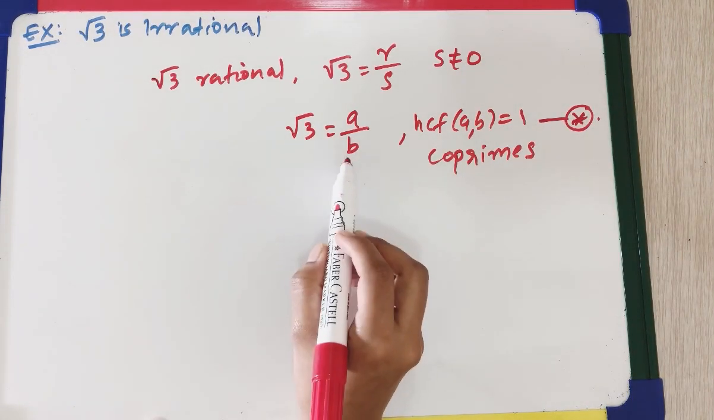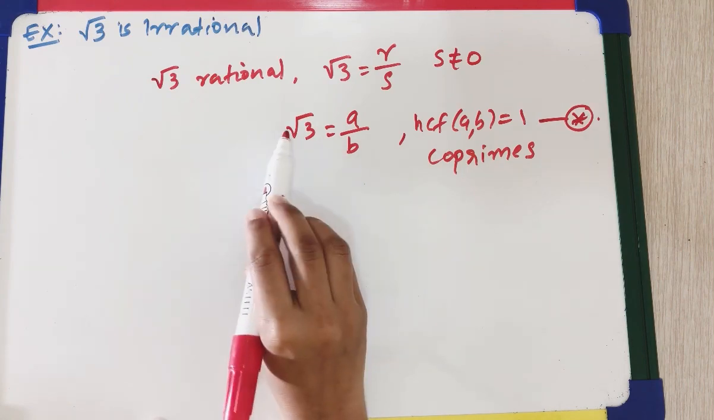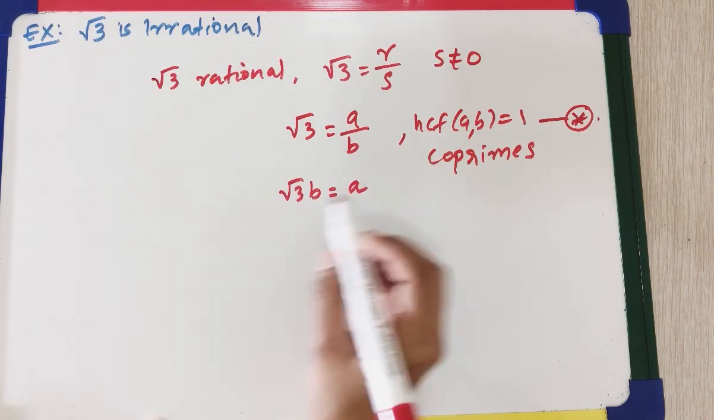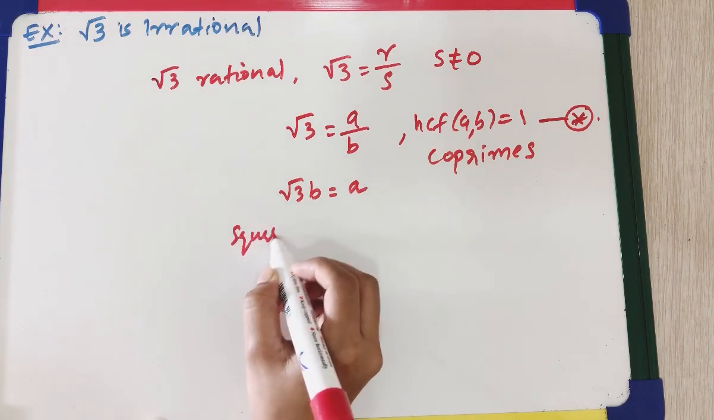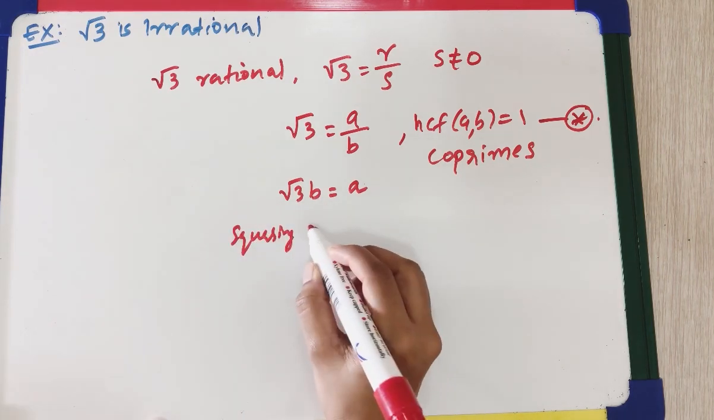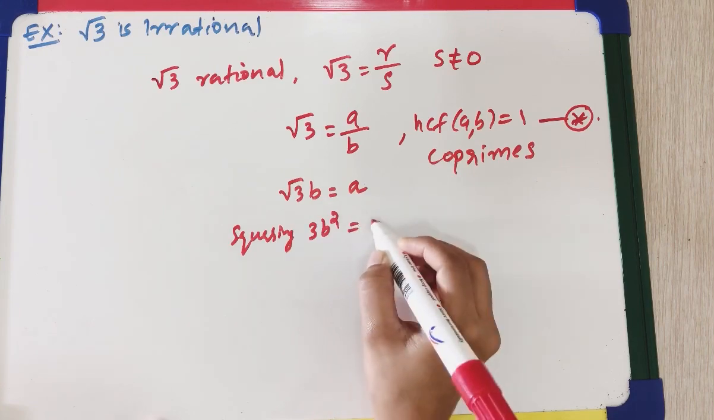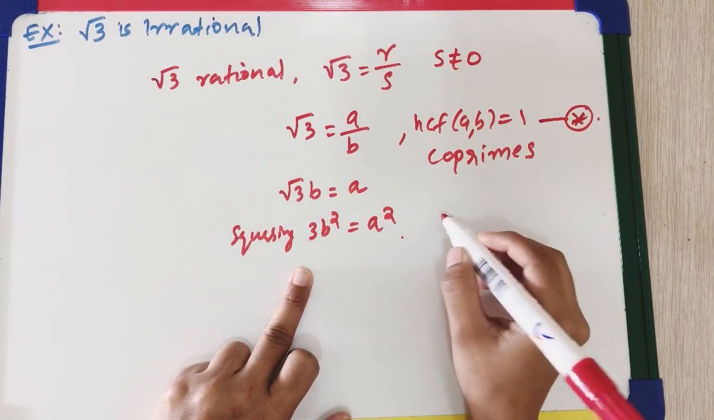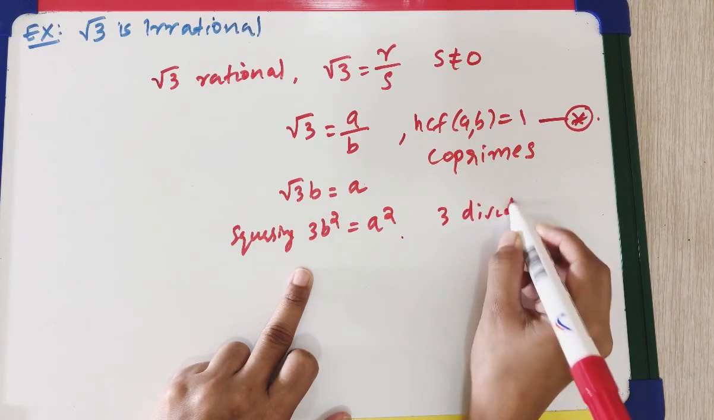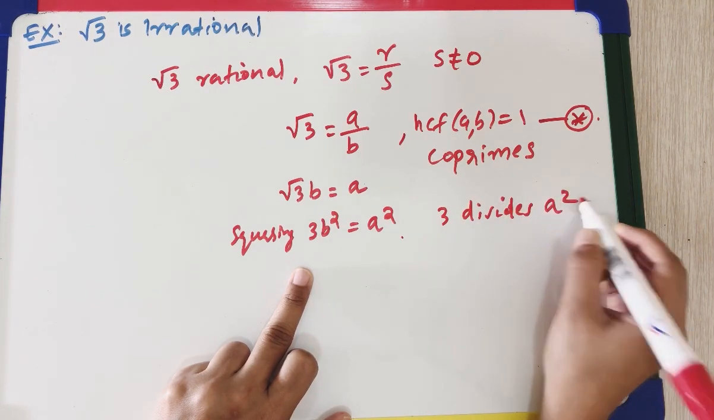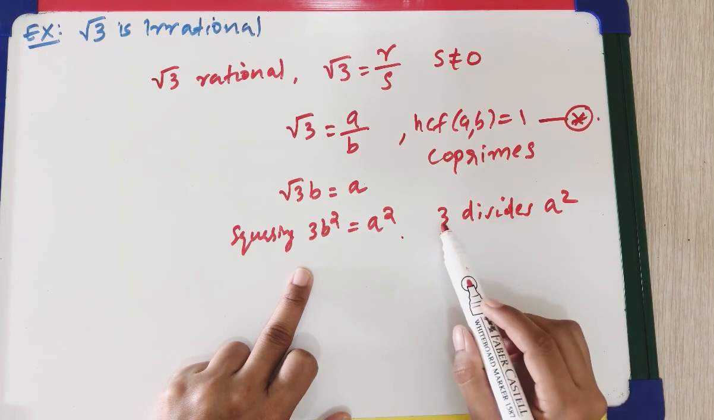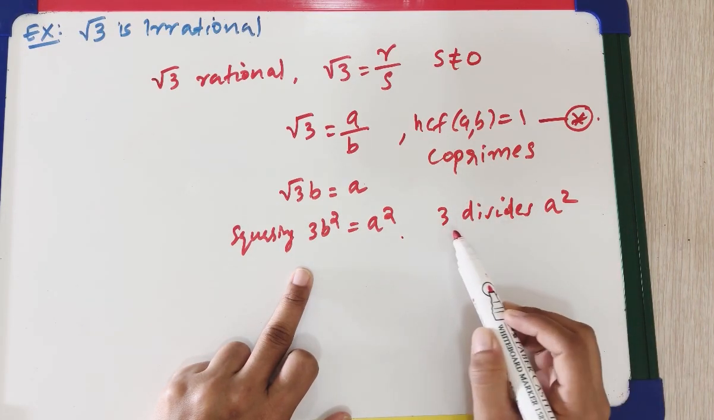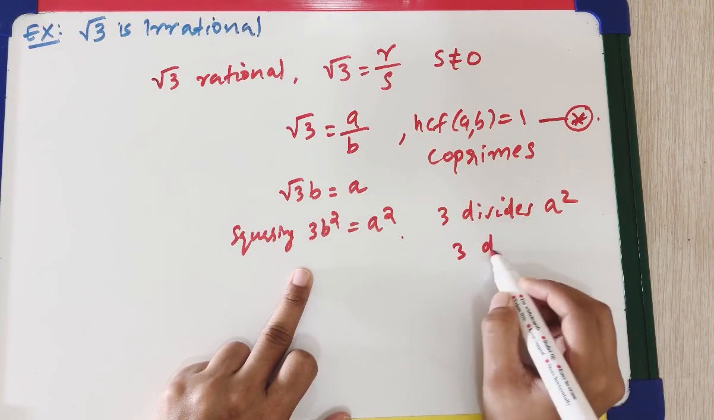Now root 3 is equal to a by b means, taking b to the side, we get root 3 into b is equal to a. Squaring on both sides, we get 3b square is equal to a square, which means that 3 divides a square. But by the previous theorem, here 3 is a prime, if p divides a square, then p divides a. Therefore, 3 divides a.